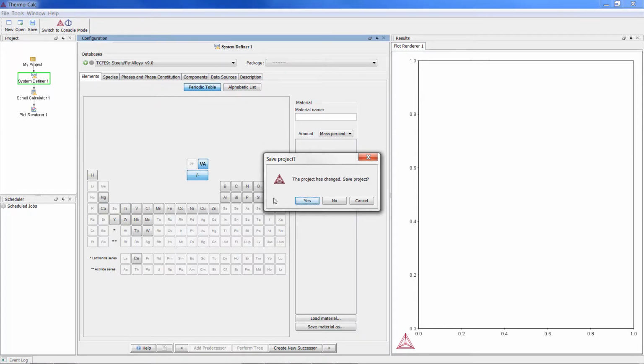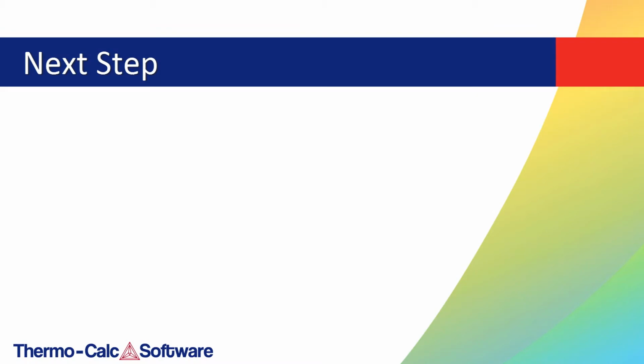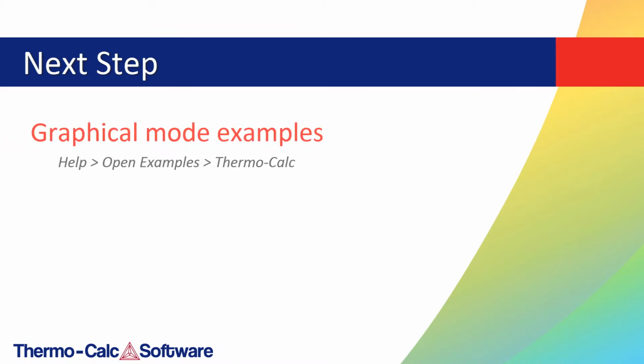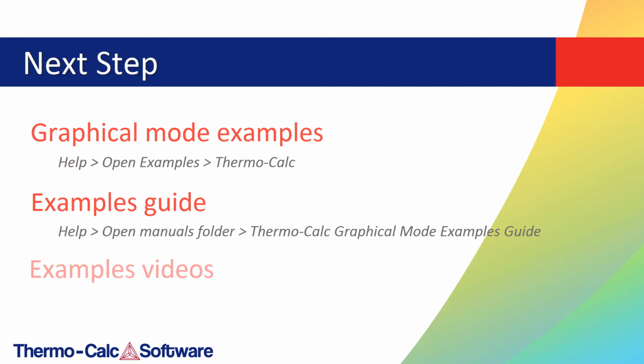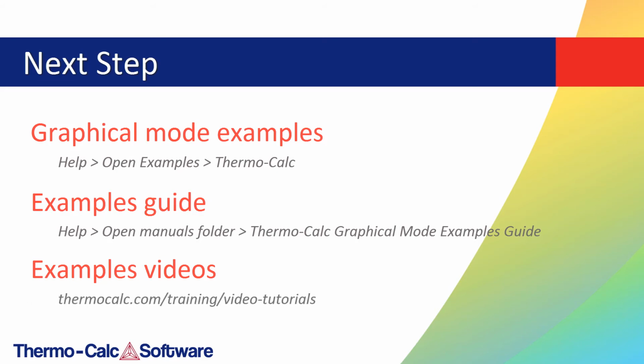As a next step in learning Thermo-Calc, we recommend that you use the graphical mode examples included in your software to learn about the various calculations. Follow along using the examples guide included in your software by going to Help, Open Manuals folder, and selecting the Graphical Mode Examples Guide. And watch the companion videos which walk you step by step through setting up the calculations and can be found at thermocalc.com, Training, Video Tutorials.